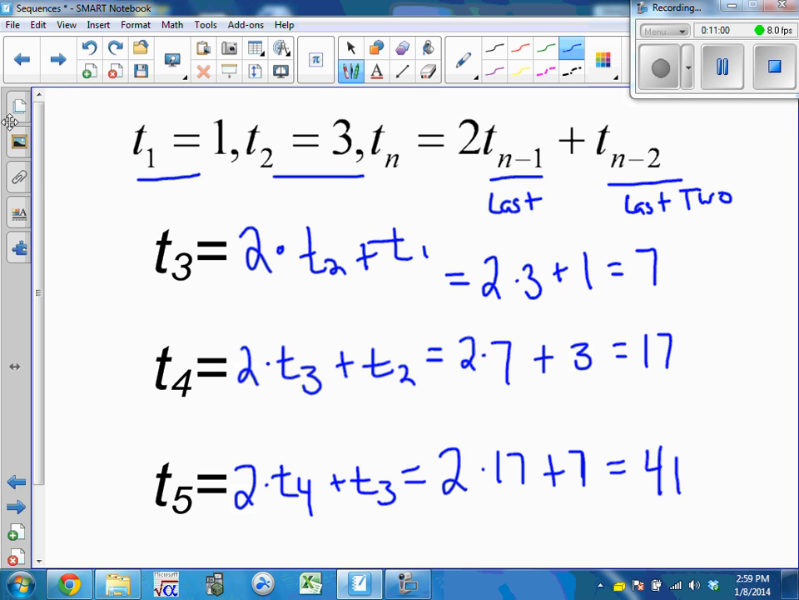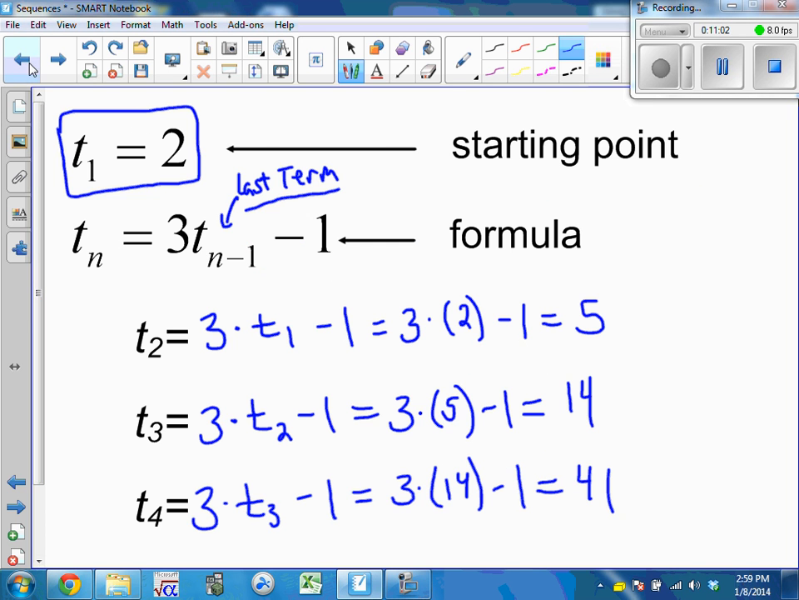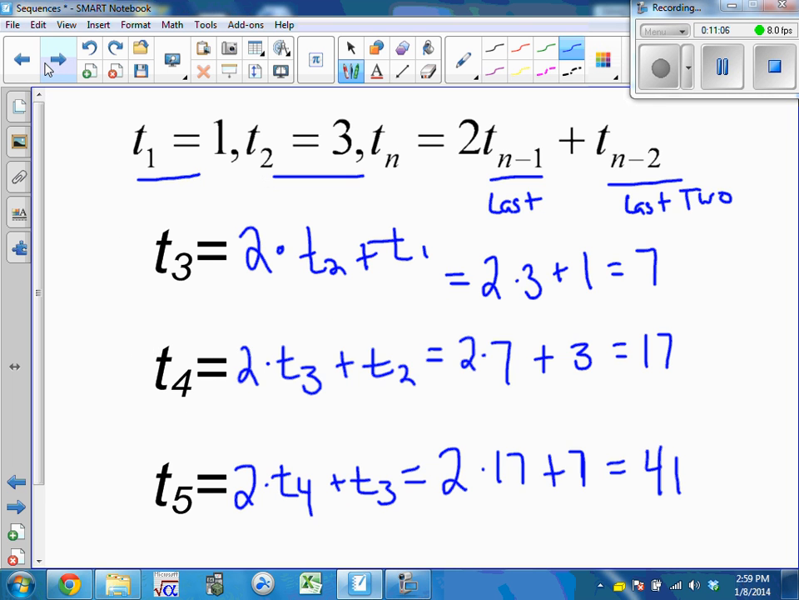And notice, most of these sequences have not been arithmetic and they've not been geometric. So we really can't write them with our other formulas that we have used to this point. This is the only way to write them, recursively.